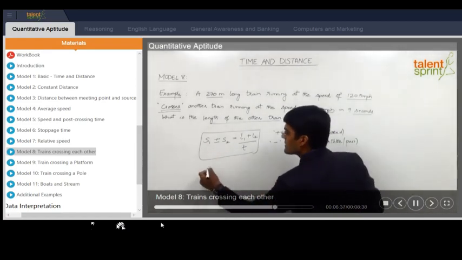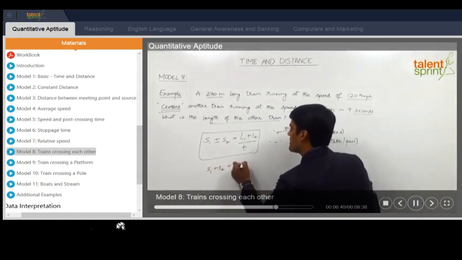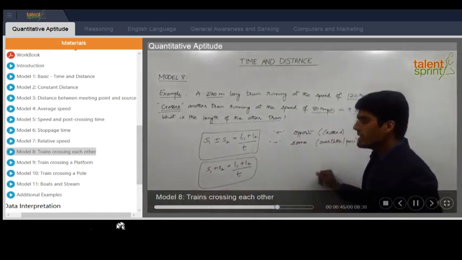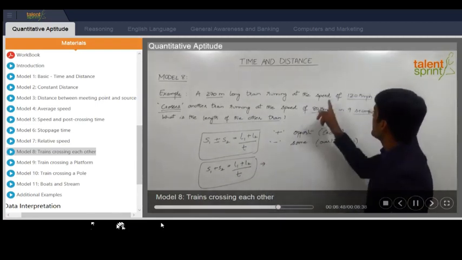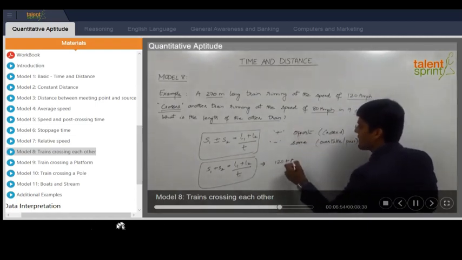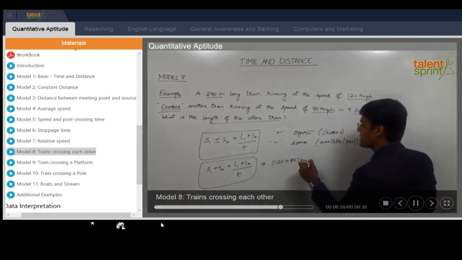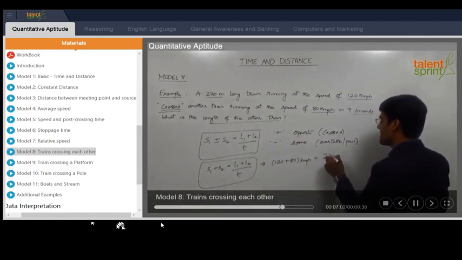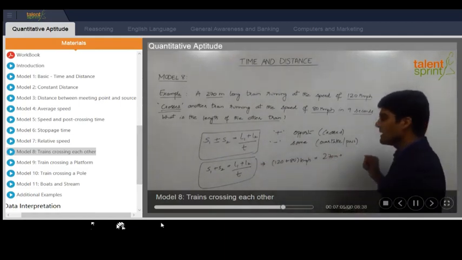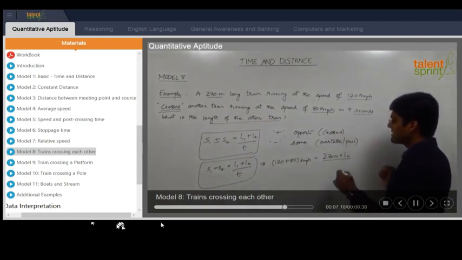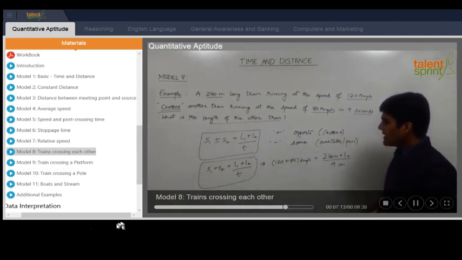So we can say S1 plus S2 should be equal to (L1 plus L2) by T. So let us now substitute the values and try to get the required answer. So the speed of the first train here is 120 kilometers per hour and the speed of second train is 80. So 120 plus 80, this is in kilometers per hour, should be equal to L1, the length of first train is 270 meters, plus the length of second train is to be calculated. So let us take it as L2 itself, and the time taken to cross the second train here is 9 seconds.